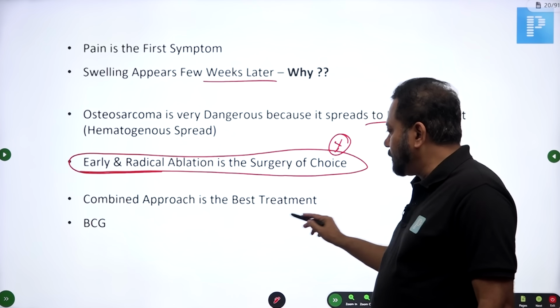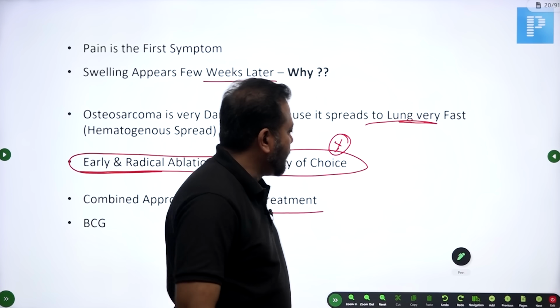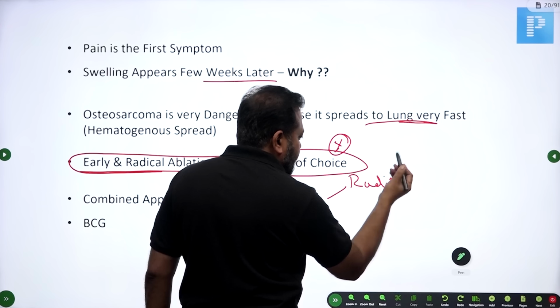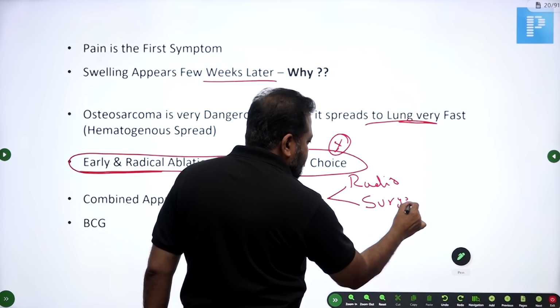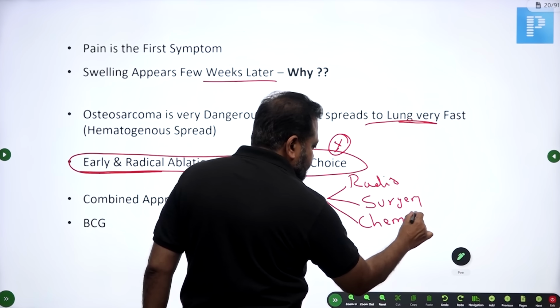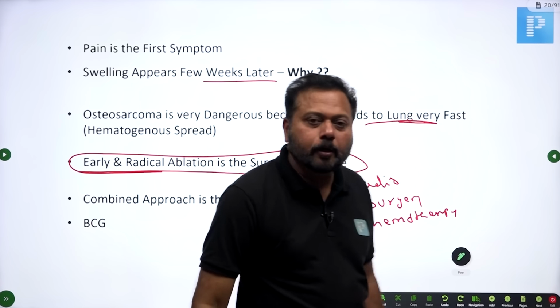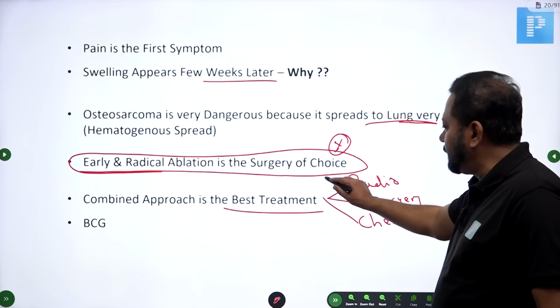Combined approach is the best treatment nowadays. What does combined approach mean? You give radiotherapy first to shrink the tumor. Then you surgically excise the tumor. Following surgery, you give chemotherapy. This is called sandwich therapy, otherwise called combined approach. This is the best treatment.